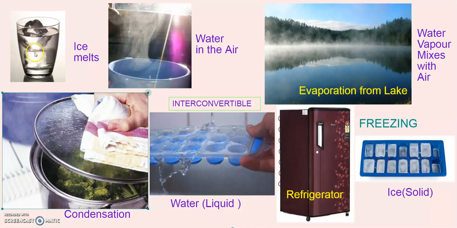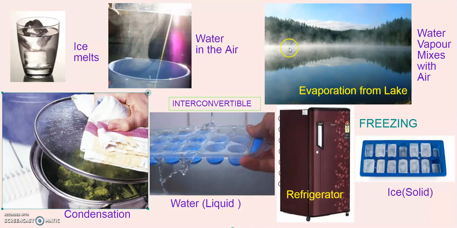in this glass tumbler. And when we place some water in a bowl, due to the heat of the sun, when we observe after some time, we can see some water vapor forms above this bowl.